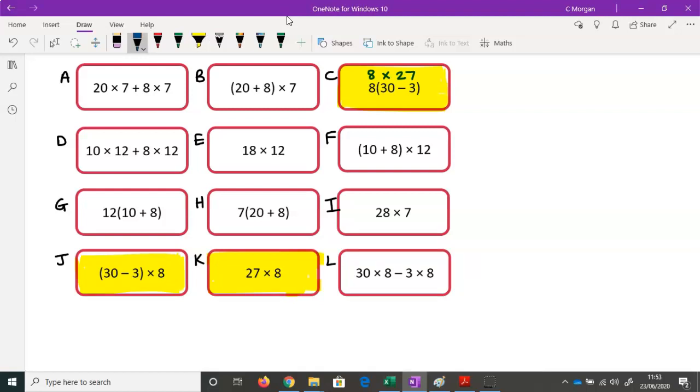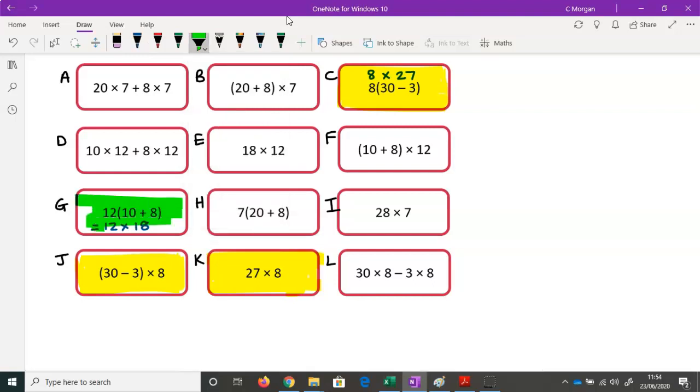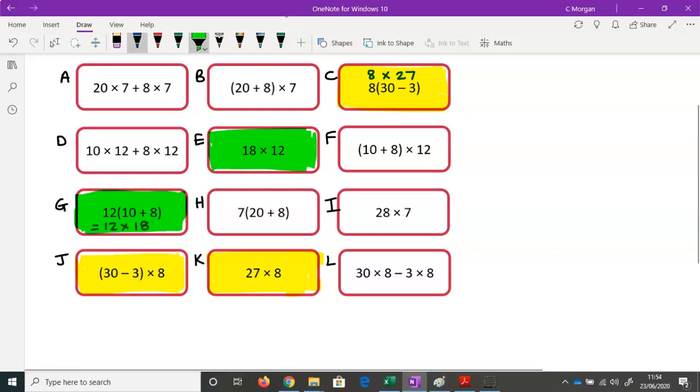I'm going to have a look at G. I can see that G is 12 lots of, in brackets, 18. So using a different colour this time, I'm going to highlight G as being 12 lots of 18. Now it doesn't matter which way I write round multiplication, so I can see that E is the same because that's 18 lots of 12. And if I have a look at D, I can see that 10 lots of 12 add 8 lots of 12, I think is the same as having 12 lots of 10 add 8, which is going to be the same as G. So I've got another 3 that match.